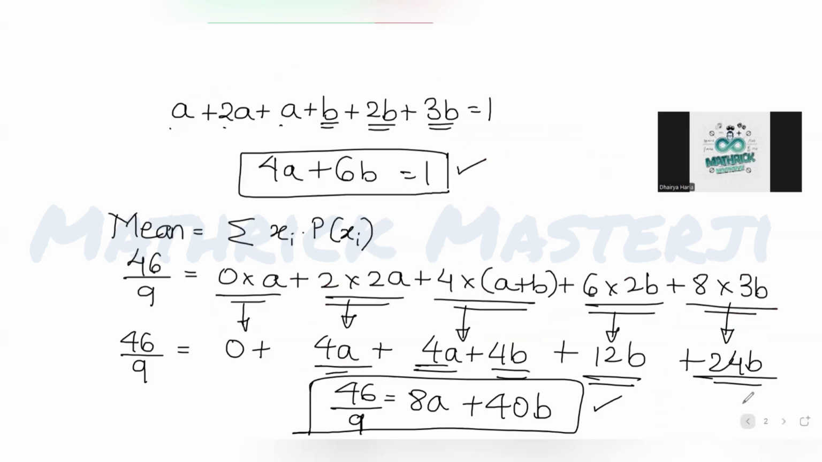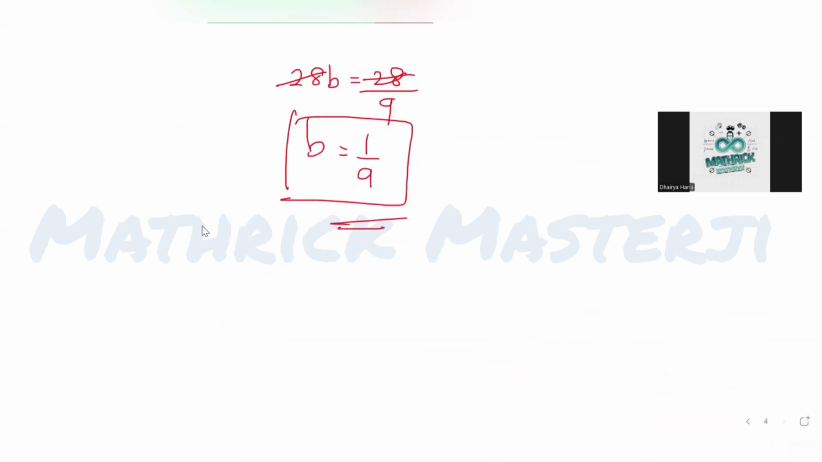Now, let's use that to get the value of A. I'll put B as 1 over 9 into the equation. I get 4A plus 6 times 1 over 9 equals 1. So 4A plus 6 over 9 equals 1.